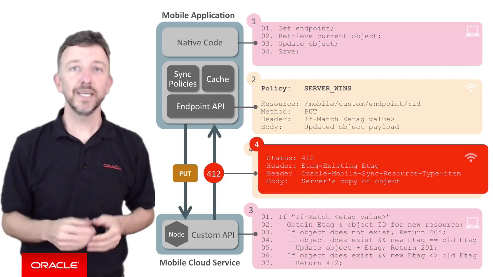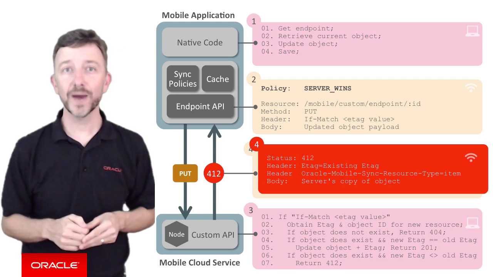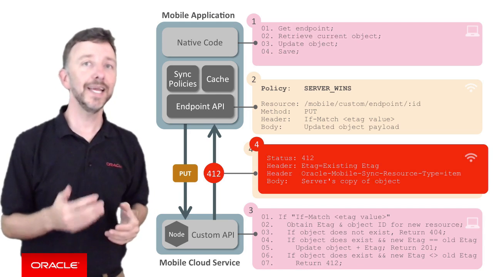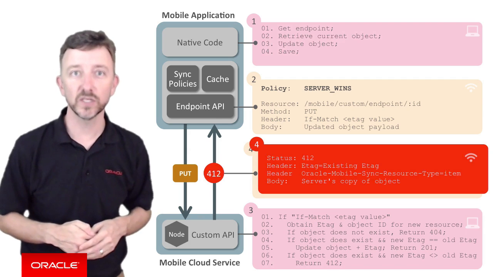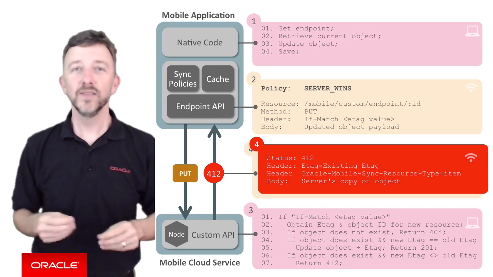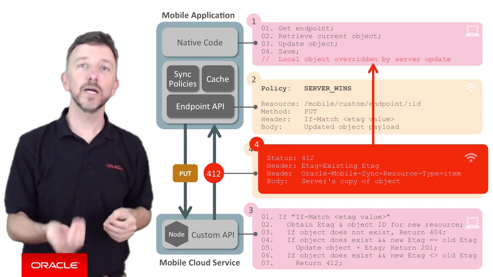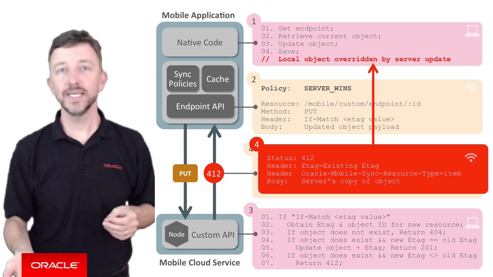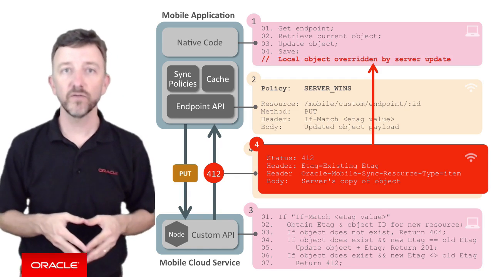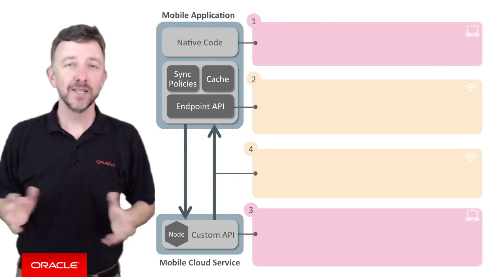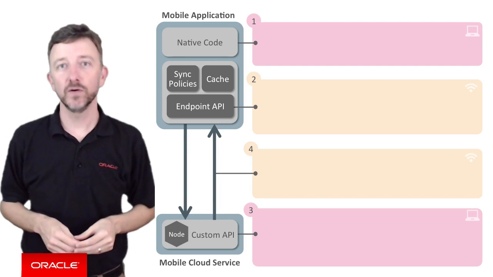In turn, it must send an error status code of 412 back to the client to indicate that the server has rejected the change, as well as the e-tag and copy of the updated server-side object. In this case, the client SDK automatically detects this scenario and will update the client's local copy of the object and e-tag with what the server provided in the 412 error response. This just leaves the delete scenario for server wins.